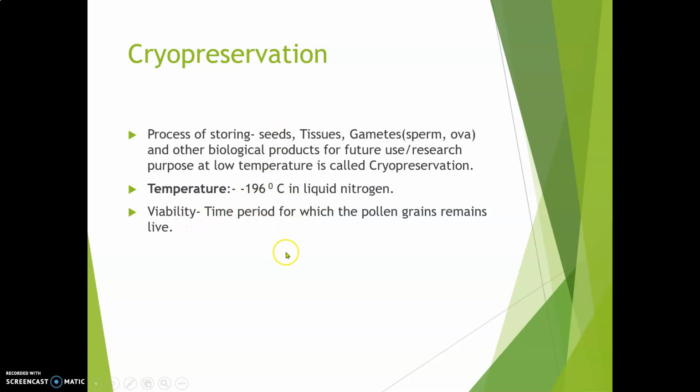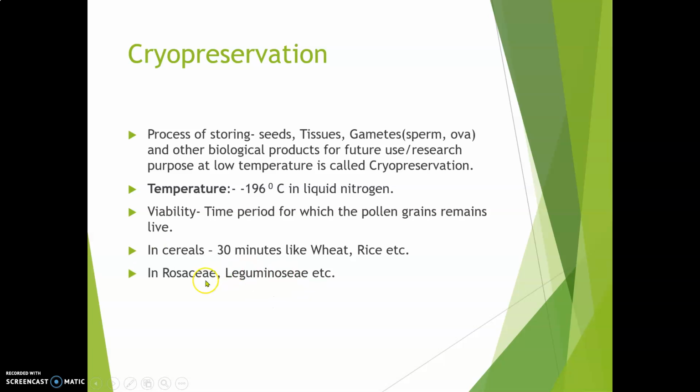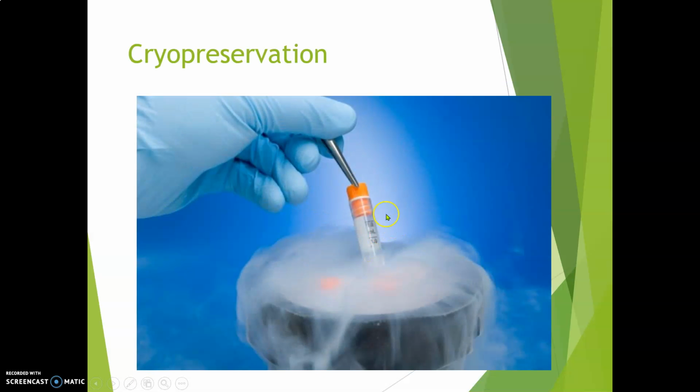Now, viability, as we discussed, is the time period for which the pollen grains remain alive. In cereals, it is like 30 minutes. In the case of wheat and rice, and in families like Rosaceae and Leguminosae, it can be more. Here you can see the method of cryopreservation, where in a small test tube, pollen grains are being preserved in liquid nitrogen.